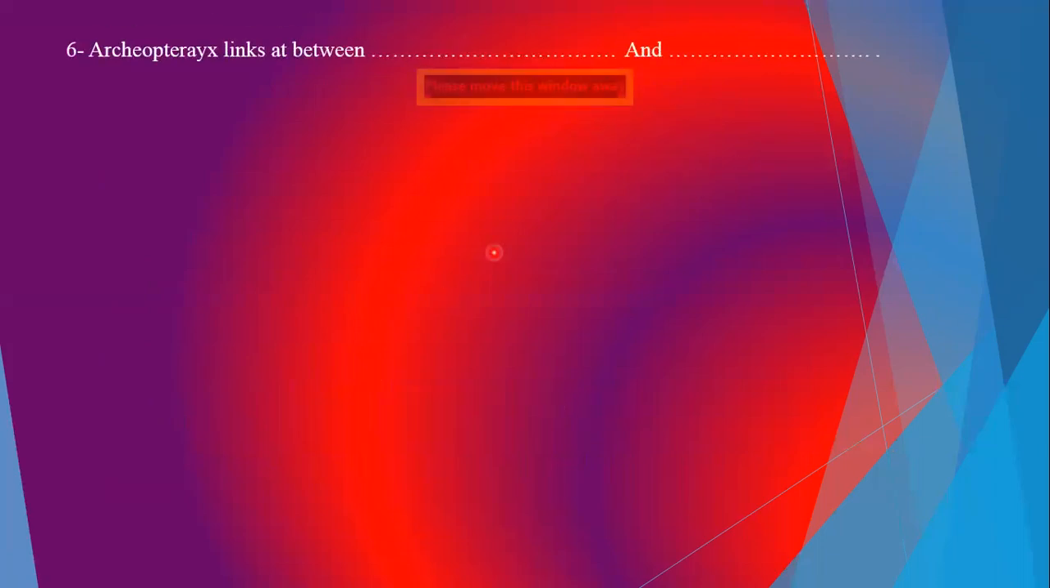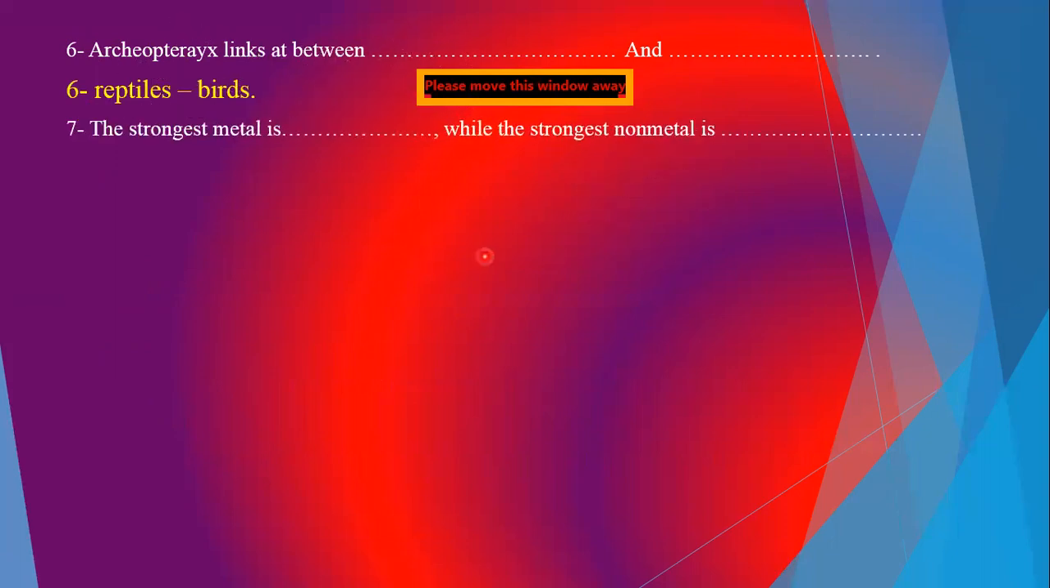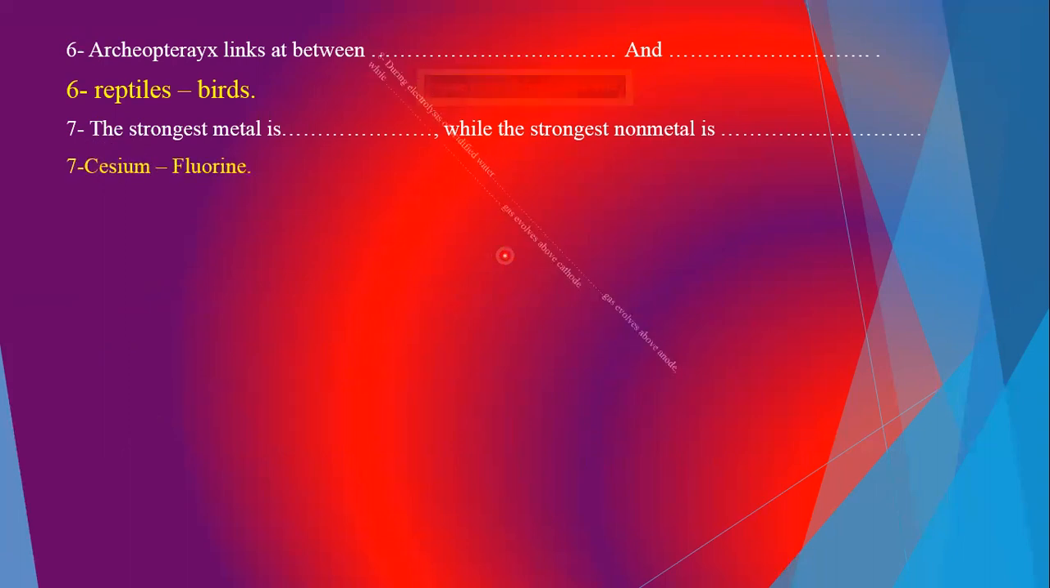Archaeopteryx is the link between reptiles and birds. ده اللي ادانا indication على life evolution of some animals especially the reptiles and birds، لانه اساسا it's a link between reptiles and birds. The strongest metal is cesium, while the strongest non-metal is fluorine. طبعا strongest metal موجود biggest size اللي هو cesium في periodic table، وال strongest non-metal smallest size اللي هو fluorine.